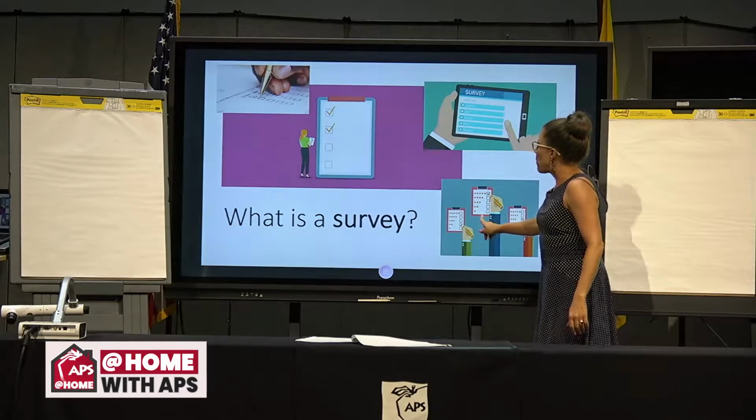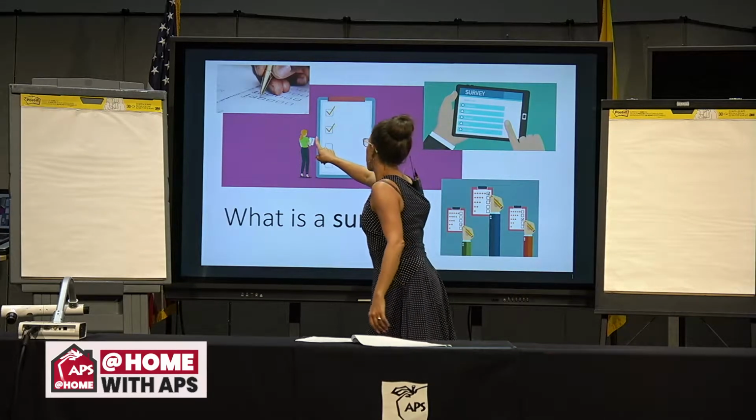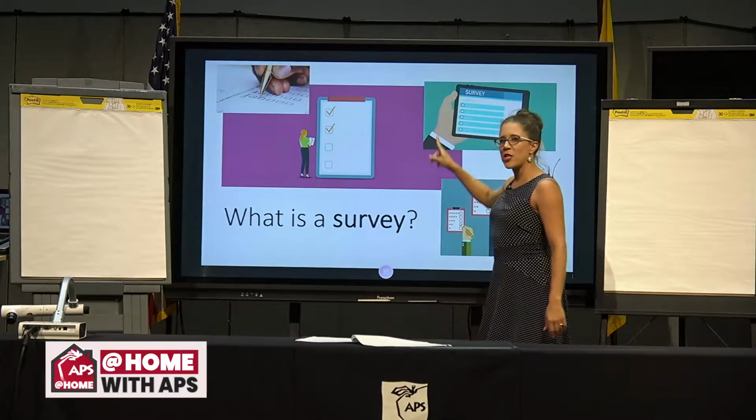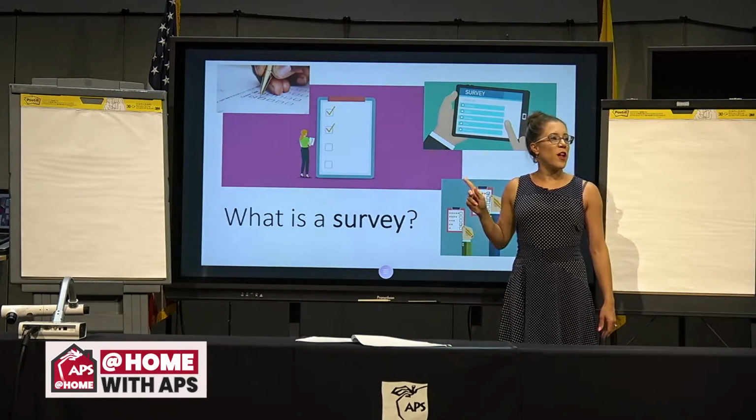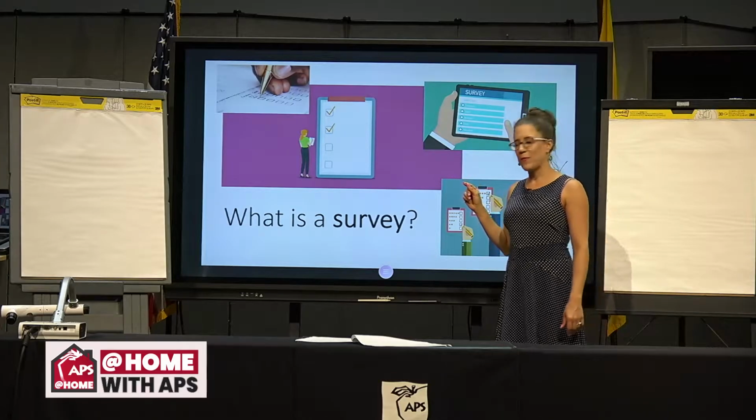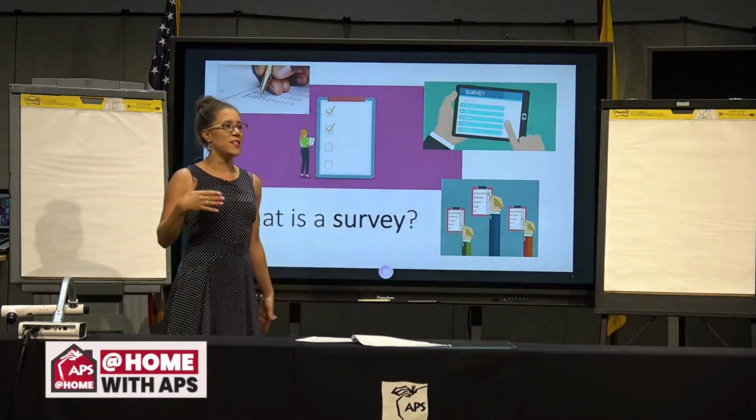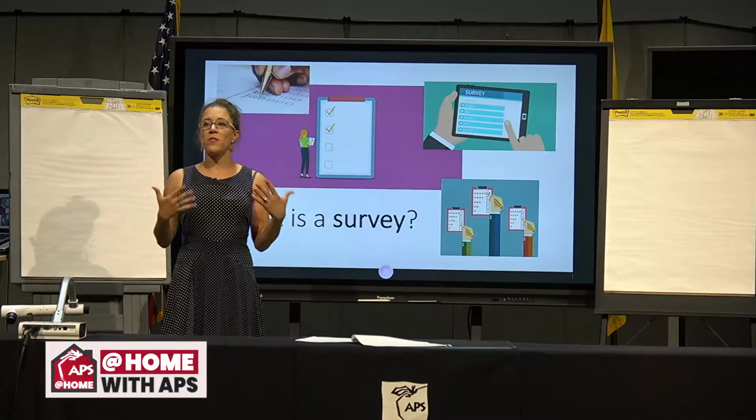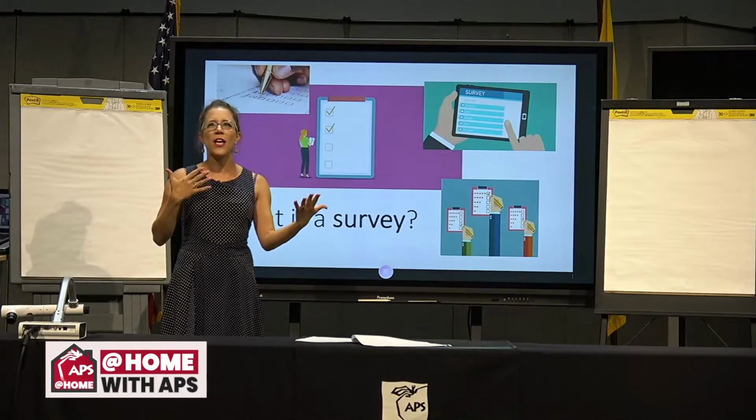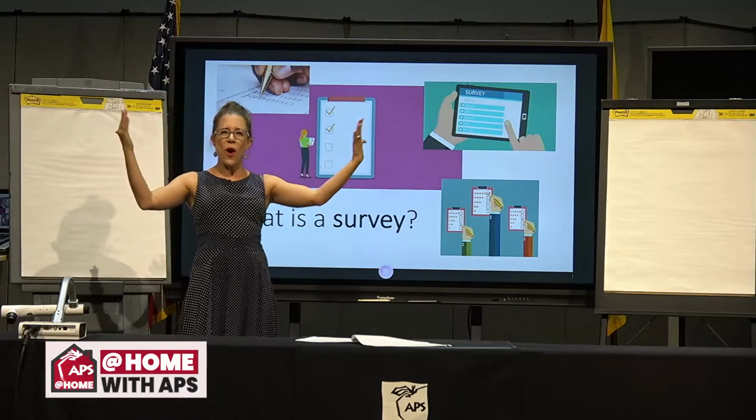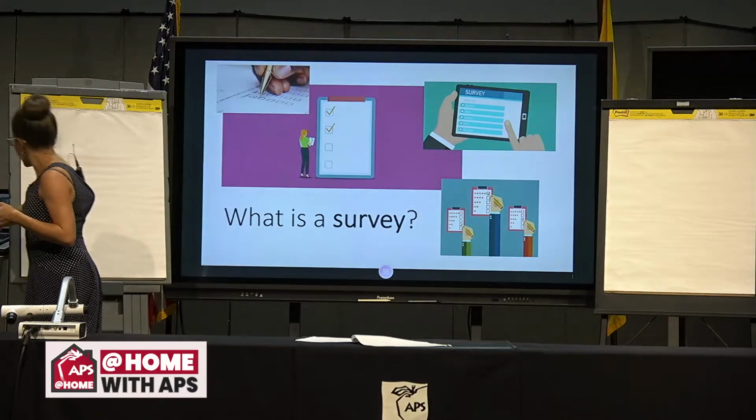So this is with a pencil. Here she's using a pencil. Here's another type of survey that you can fill out online. So a survey is a list of questions and you get those answers from different people and you start looking and comparing what those answers are.